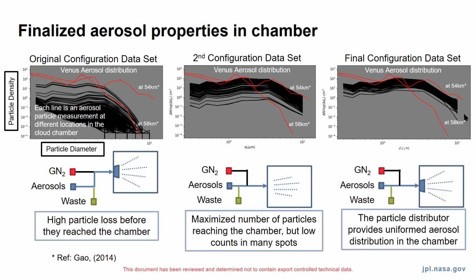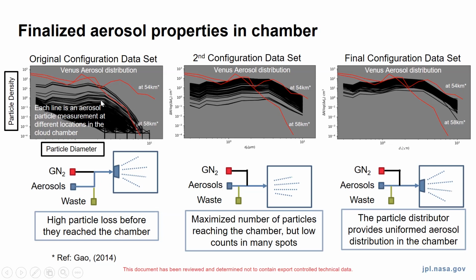So that video was from this original set right here. And to orient you to the graph, we have the particle density on this axis and then the particle diameter. Each of these black lines represents a different location in the box. These red lines right here are our targets of aerosols that we're trying to hit. We're trying to get somewhere between these two or around these two lines.